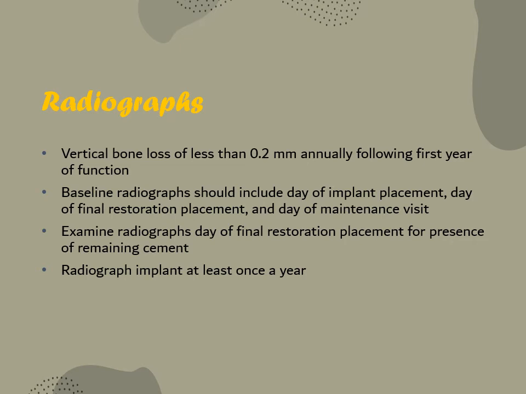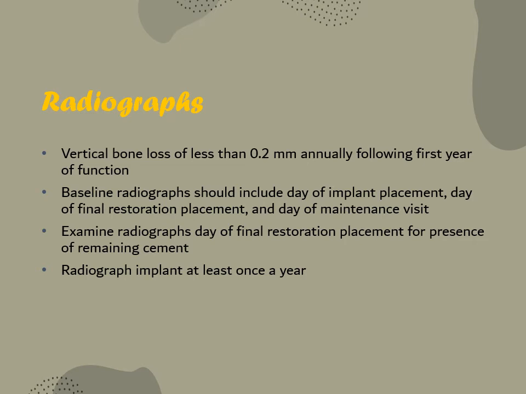Baseline radiographs should include the day of implant placement, the day of final restoration placement, and the day of maintenance visit. So here it's really important that we are comparing radiographs. We're not just looking at new ones. We want to examine the radiographs on the day of the final restoration placement for the presence of remaining cement. So anytime you have a dentist who is doing the crown over an implant, usually they'll do abutment and crown placement. They do both at the same time. You'll see that they will take a radiograph. This doesn't happen whenever they use a screw-retained implant because the screw holds it on there and then they just put the filling material at the top of the screw.